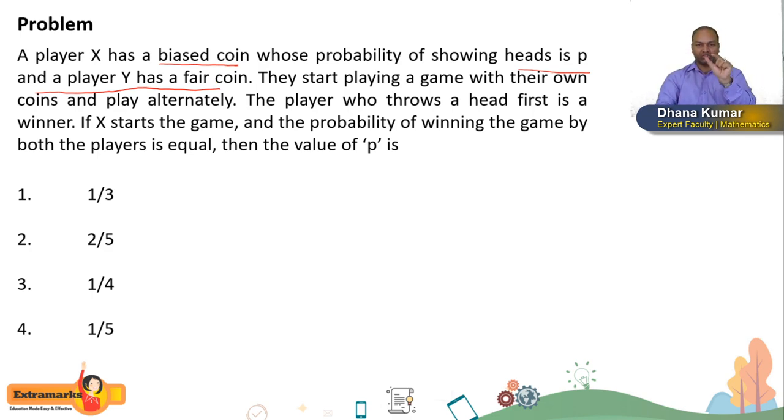Suppose a 1 rupee coin is there. If you observe that coin, one side head, another side tail. So one side head, another side tail means that is called fair coin. That is unbiased coin, no cheating. Fair coin, unbiased coin, both are same only. Biased coin, okay, cheating. Now, difference clear? Fair coin means one side head, one side tail.